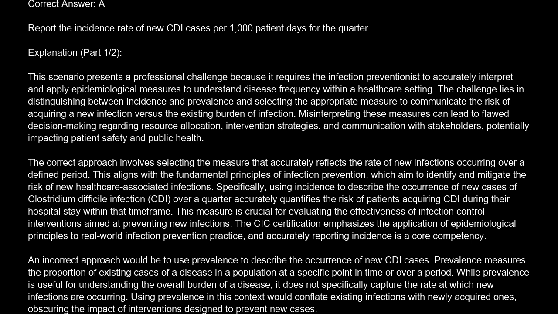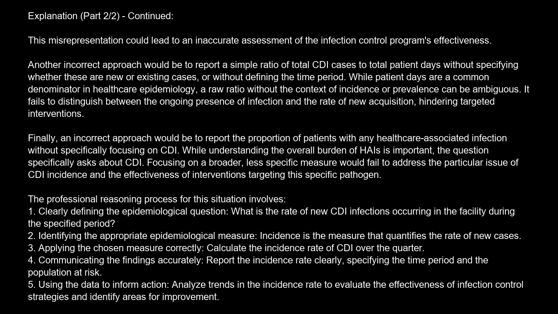An incorrect approach would be to use prevalence to describe the occurrence of new CDI cases. Prevalence measures the proportion of existing cases of a disease in a population at a specific point in time, or over a period. While prevalence is useful for understanding the overall burden of a disease, it does not specifically capture the rate at which new infections are occurring. Using prevalence in this context would conflate existing infections with newly acquired ones, obscuring the impact of interventions designed to prevent new cases. This misrepresentation could lead to an inaccurate assessment of the infection control program's effectiveness.